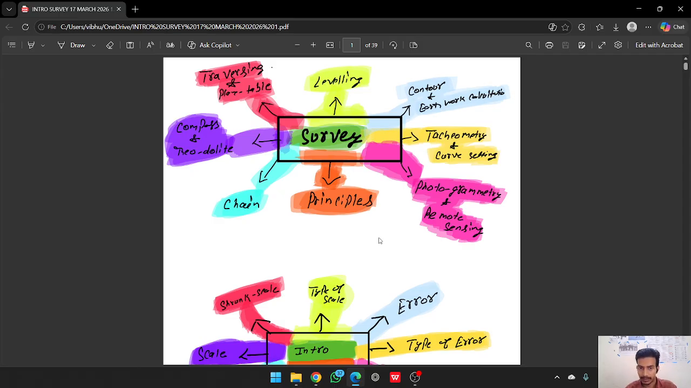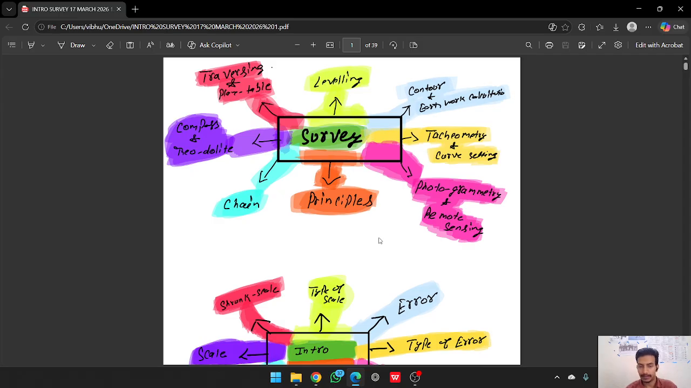What is principle? Then we will move to chain survey. After chain survey, we will go to the compass and theodolite. After that, we will discuss traversing and plane table. Then leveling, contour, earthwork calculation, tachymetry, and curve setting. After that, we will discuss photogrammetry and remote sensing.